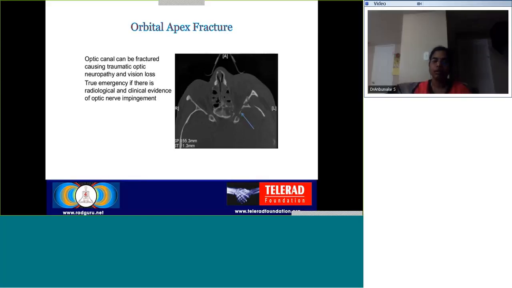Next is the orbital apex fracture. The lateral wall of the orbit is fractured, and when it extends to the level of the orbital apex, the fracture fragments may impinge on the optic nerve, causing traumatic optic neuropathy. This is a true emergency. It has to be immediately informed, and the fracture fragment has to be released immediately.